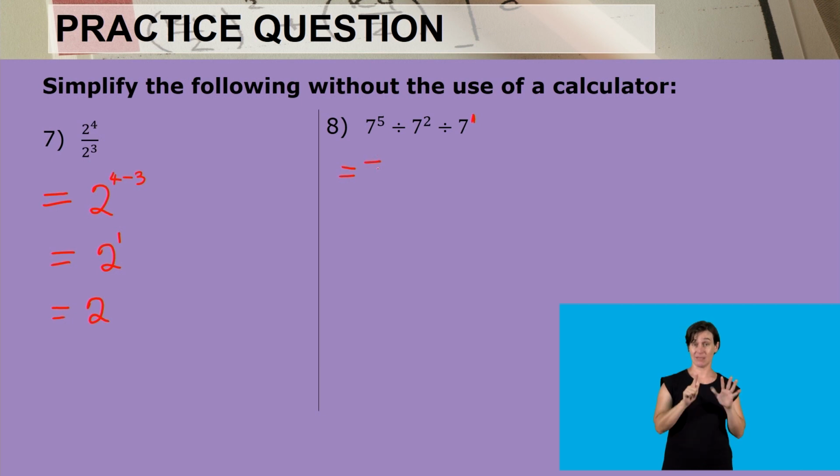So that's going to be a 7. And we are going to subtract the exponents, which is 5 minus 2 and then minus 1. And why are we able to subtract all these exponents? It is because the base is the same. So we are going to say there 5 minus 2, which is 3, minus another 1, which is 2. So our answer there is going to be a 7 squared.